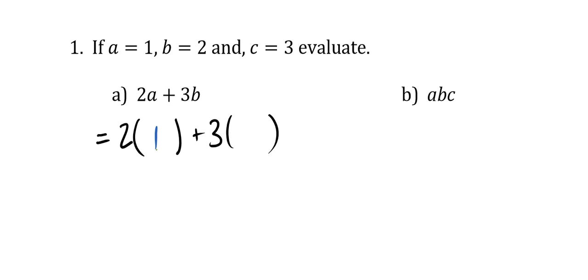So what am I going to put in the bracket for B? This bracket was an A. This bracket was a B. What's the value for B? It's 2. So we're going to put a 2 in that bracket. And so now what does this mean? It means 2 times 1 and 3 times 2. And it's BEDMAS, so we multiply before we add. So 2 times 1 is 2. 3 times 2 is 6. And 2 plus 6, I can do this part. It's 8.